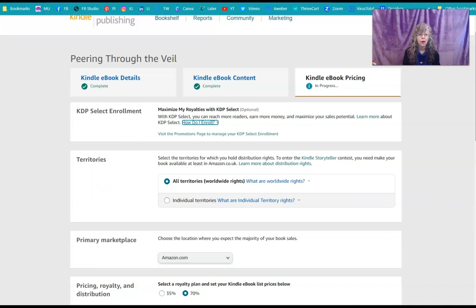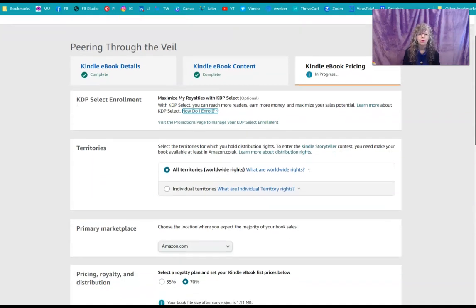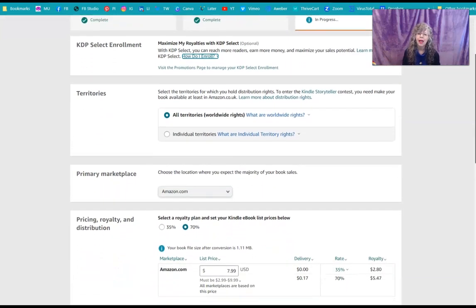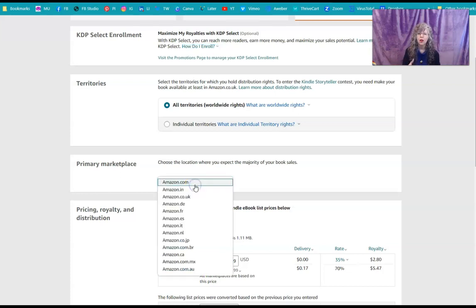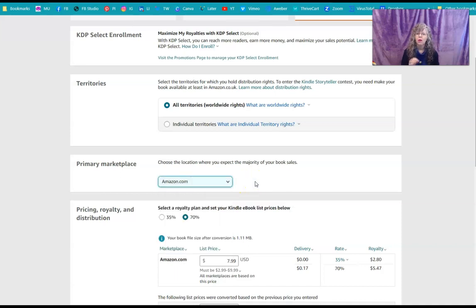Next, we have primary marketplace. That means, where do you live, basically? If you live in Canada, then this would be Amazon.ca, because that's their Canadian version. But you see all the different choices. There's France, there's the UK, there's Australia, there's all these different ones. But you want to pick the one that is primary to where you are, where you think the most of the people are going to be purchasing from. And so that's this one for me, because I'm in the US.